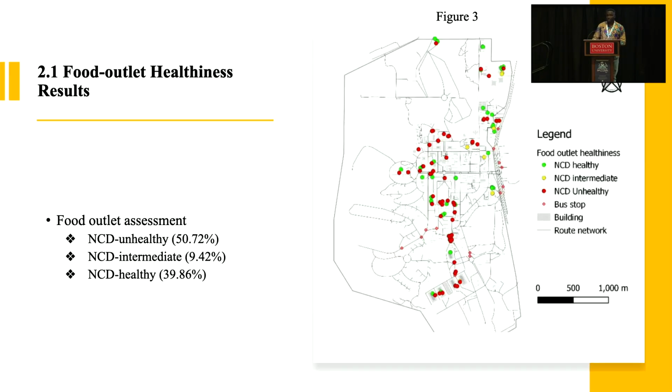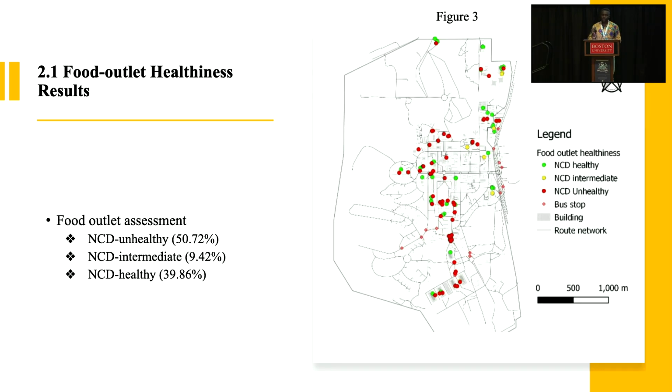So now we look at objective 2, which is the healthiness of these identified or mapped structures. As you can see in figure 3, the green represents healthy, yellow represents intermediate, and red represents unhealthy. About 50% of them were unhealthy, 9.4% were intermediate, and 39.8% were healthy food structures.